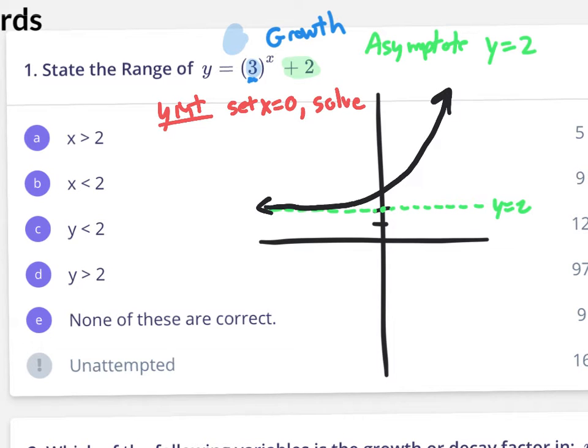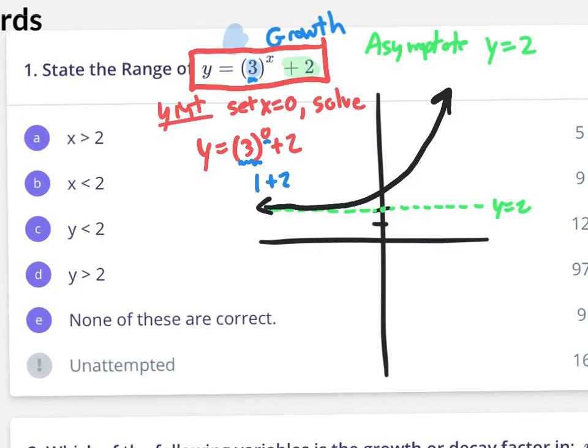So if I take my above function, y equals 3 to the x plus 2, and I set x equal to 0, it's going to read y equals 3 to the 0 plus 2. And we should know from the previous lesson on exponents, anything to the 0 power is 1. So you really have 1 plus 2, which equals 3.